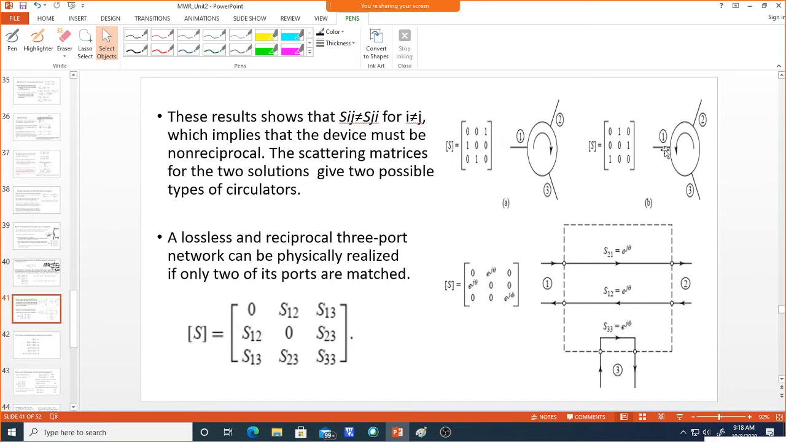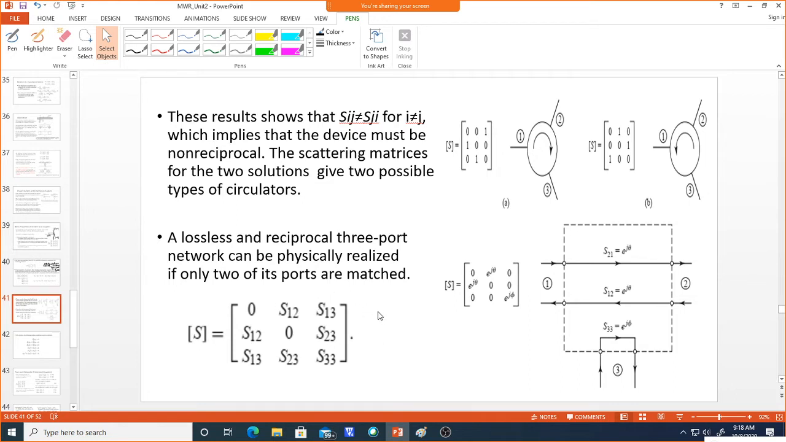And here it is in the anti-clockwise direction. If I give the power from 3, it will go to 2, and if I give the power from 2, it will go to 1. That is what is represented here: S12 equal to 1. So if I give the power at 2, it will go to 1. Similarly, if I give the power at 3, it will go to 2. And if I give the power at 1, it will go to 3. That is S31. So this condition is satisfied only when the network is non-reciprocal.